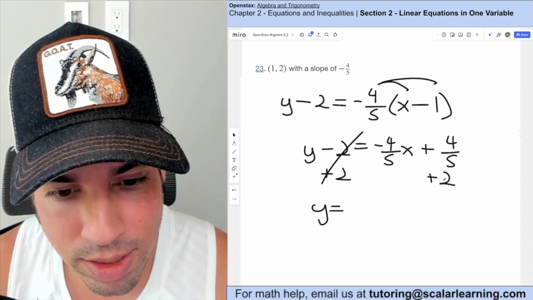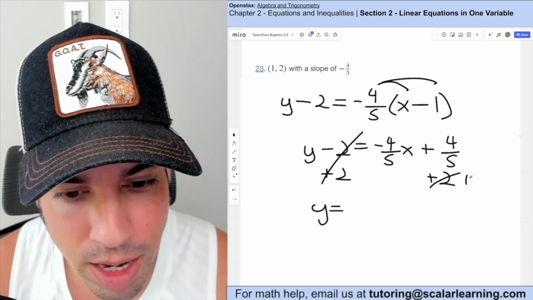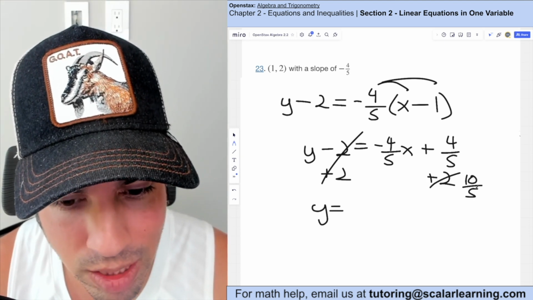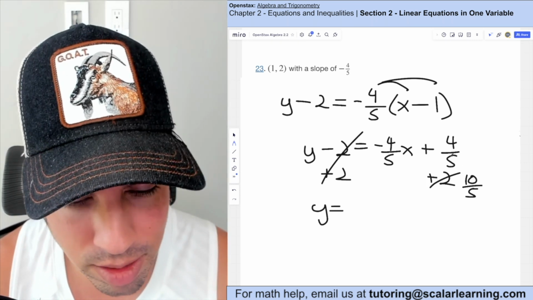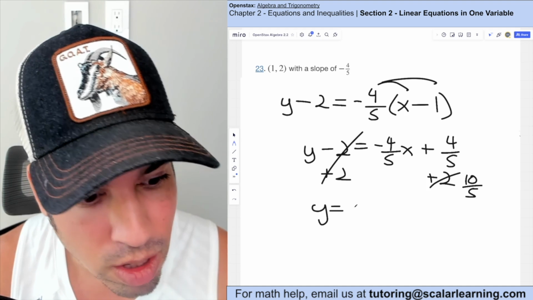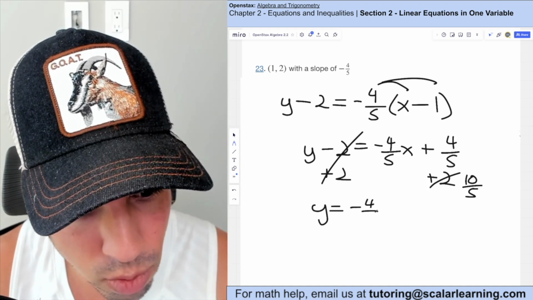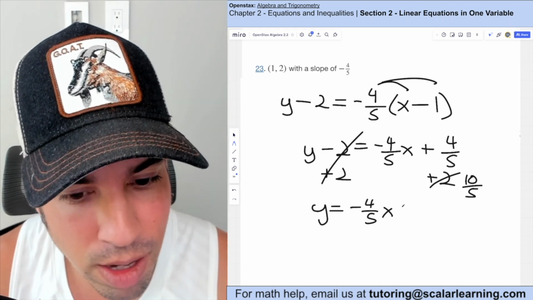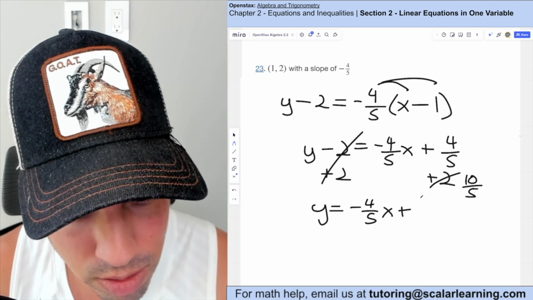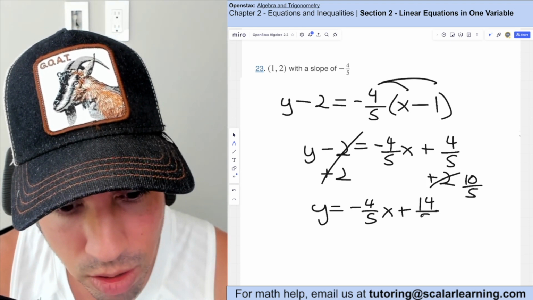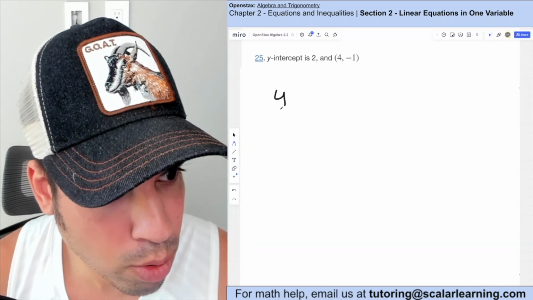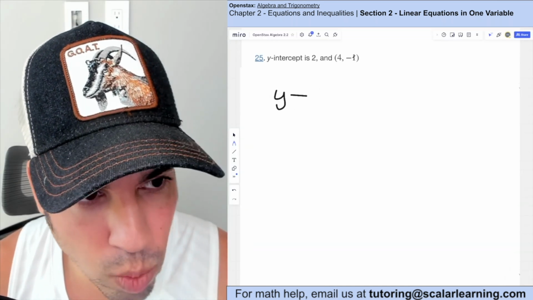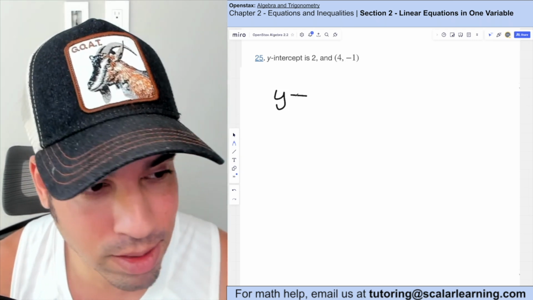Last but not least, I'm going to add 2 to both sides to get the y isolated. Now, 2 is the same as 10 over 5. I'm turning it into an improper fraction with the same denominator as this fraction, so I can combine the two. So now we have y equals negative 4/5 x plus 10/5 plus 4/5 is 14/5. Just add the numerator, and there you go. Boom, done.